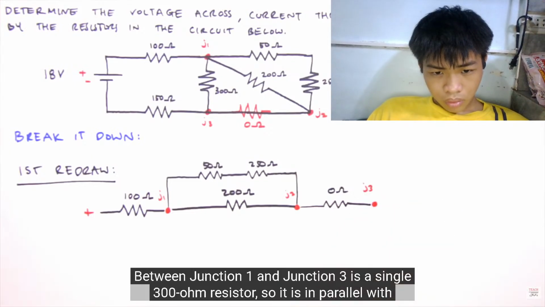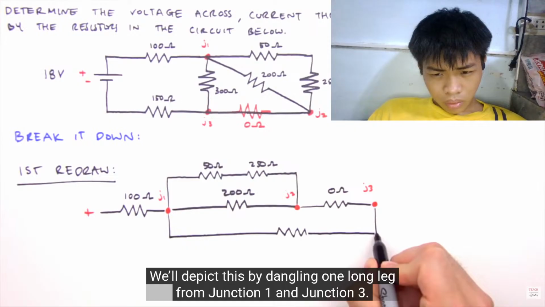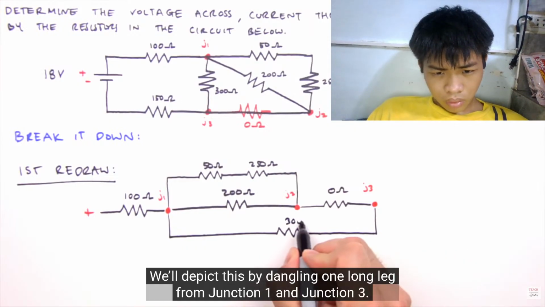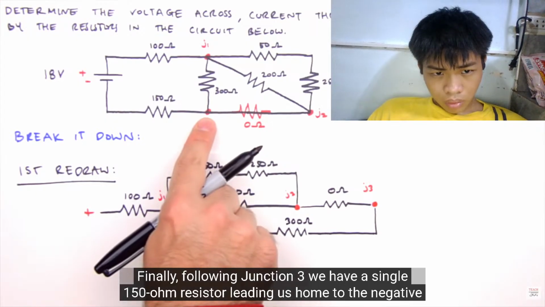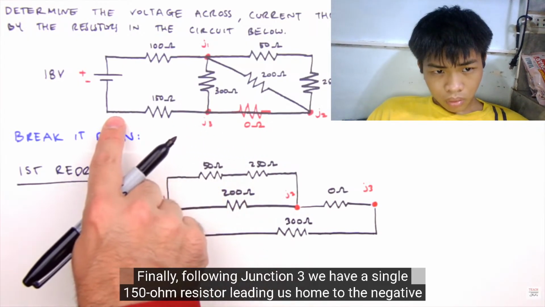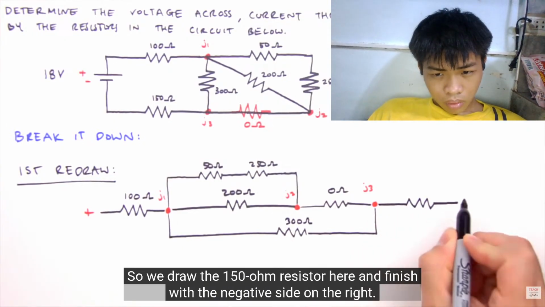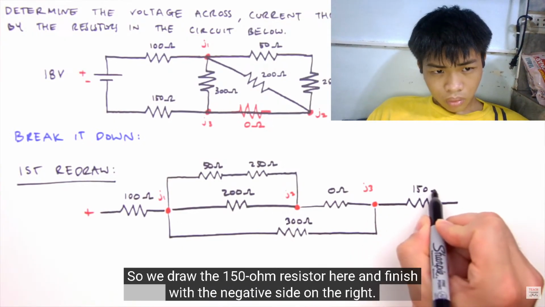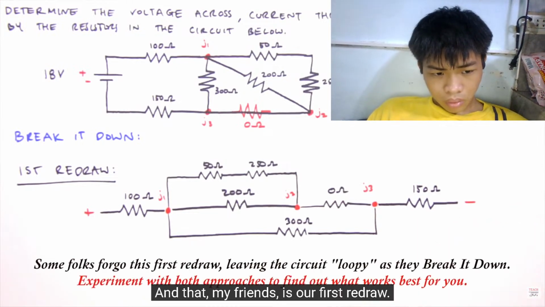Between junction 1 and junction 3 is a single 300 ohm resistor, so it is in parallel with the 4 previously drawn resistors. We'll depict this by dangling one long leg from junction 1 and junction 3. Finally, following junction 3, we have a single 150 ohm resistor leading us home to the negative side of the battery. So we draw the 150 ohm resistor here, and finish with the negative side of the battery on the right. And that, my friends, is our first redraw.